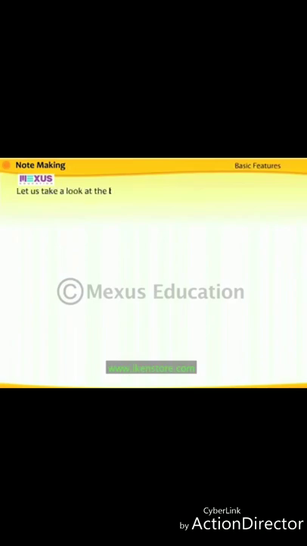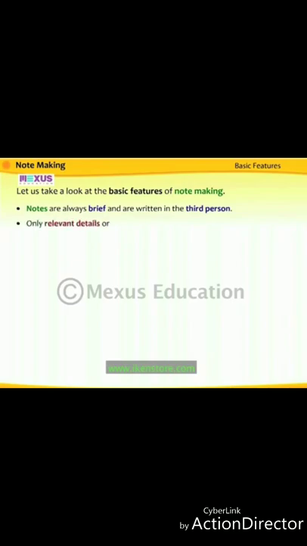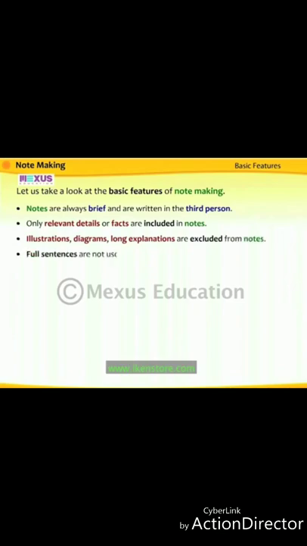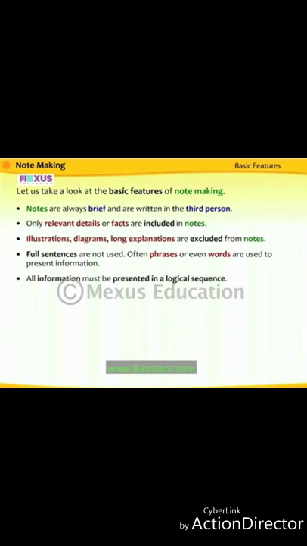Let us take a look at the basic features of note making. Notes are always brief and are written in the third person. Only relevant details or facts are included in notes. Illustrations, diagrams, long explanations are excluded from notes. Full sentences are not used. Often, phrases or even words are used to present information. All information must be presented in a logical sequence.